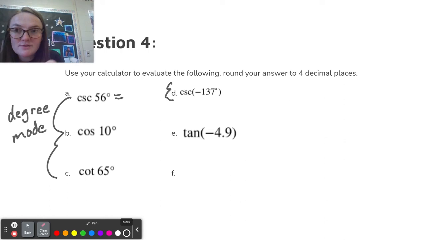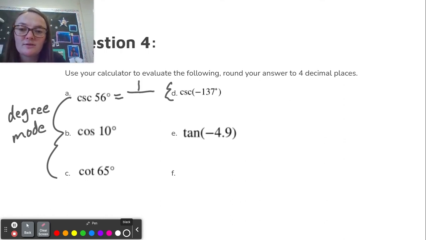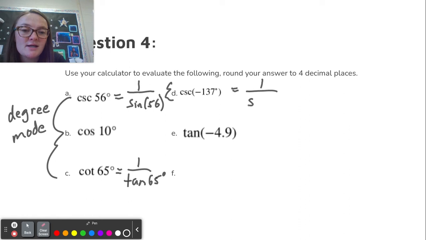After that, to find cosecant, there is no cosecant button on your calculator, so you're just going to write it as 1 divided by the reciprocal, sine of 56. For secant, you can evaluate that the same with cosine. Cotangent, its reciprocal is tangent, so that's going to be 1 over the tangent of 65 in your calculator. Cosecant is the same thing as 1 over sine of -137.